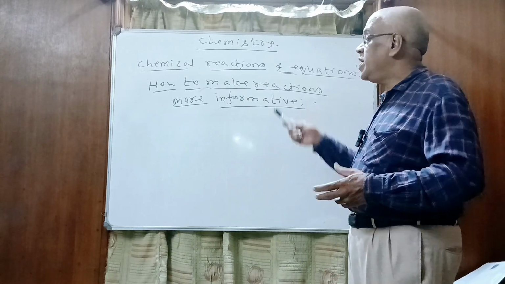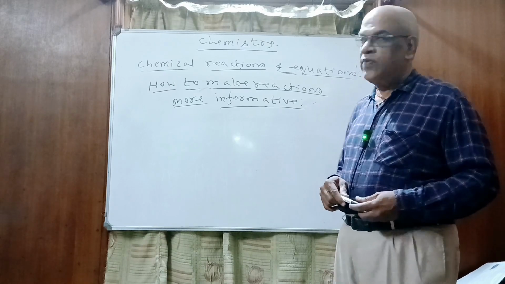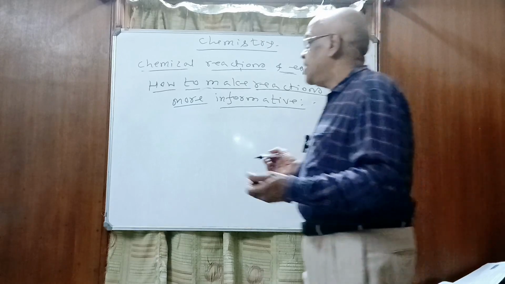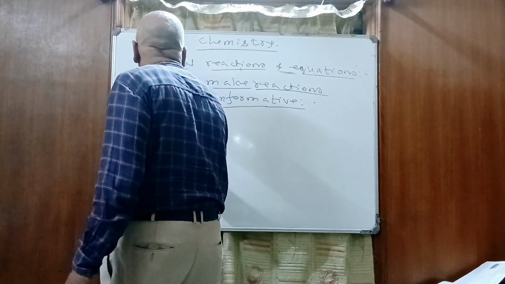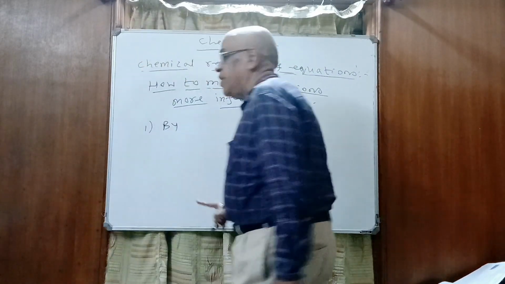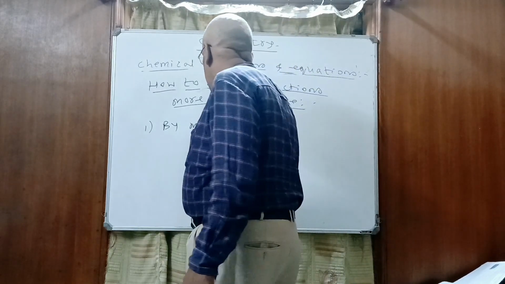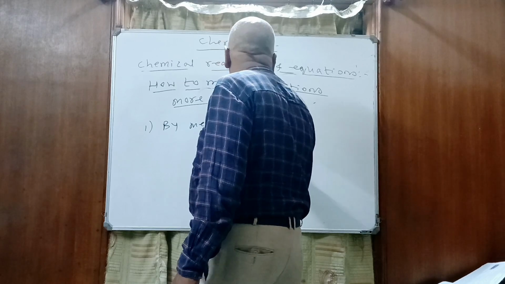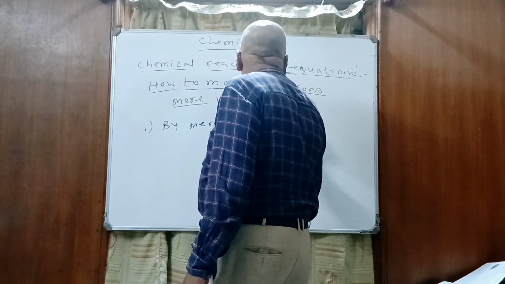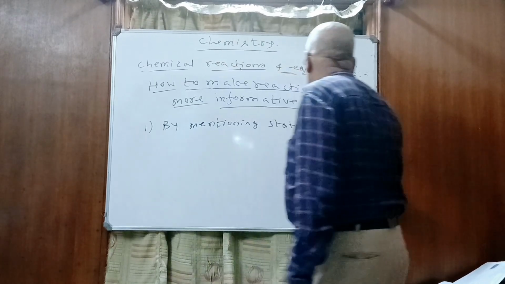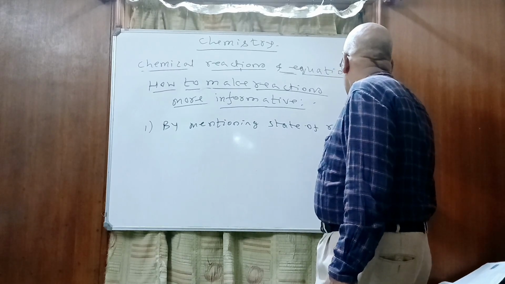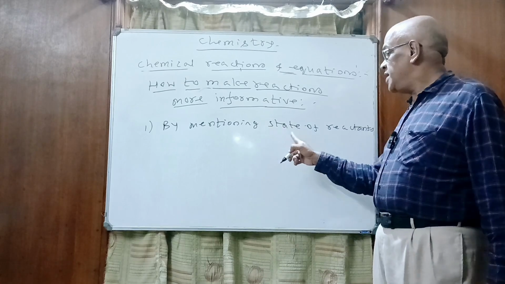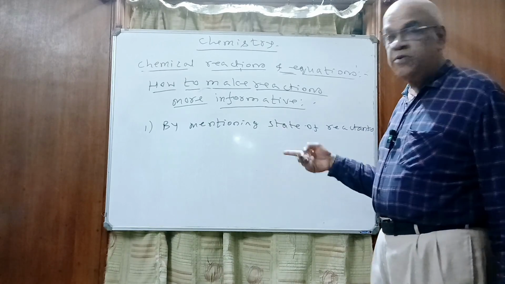What is that? How to make reactions more informative. So you ask a question to yourself, how to make reactions more informative? See, there are 3 points. Reactions can be more informative by mentioning state of reactants and products. How to make reaction more informative? By mentioning state of reactants as well as products.